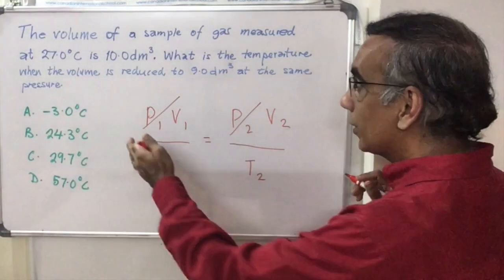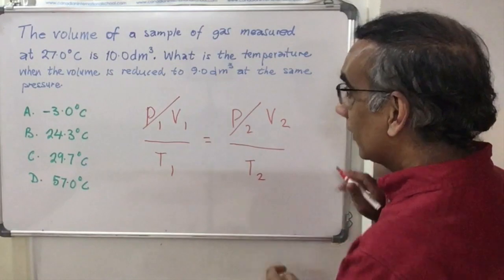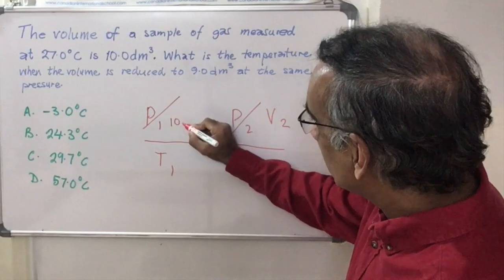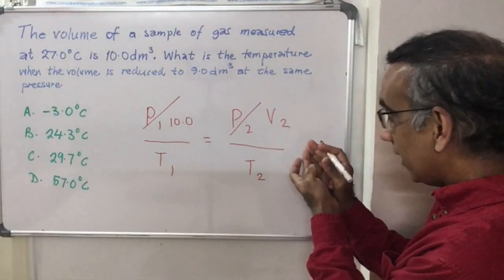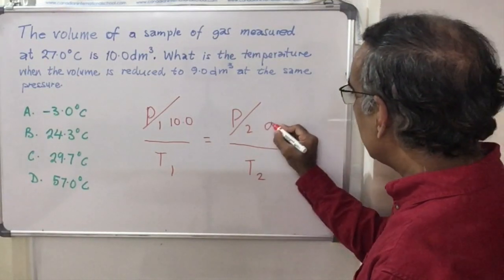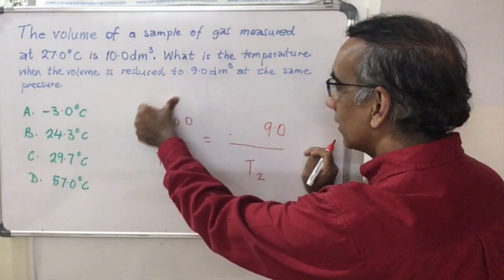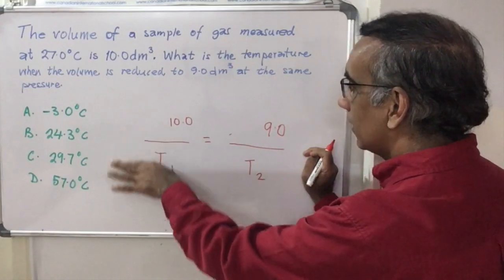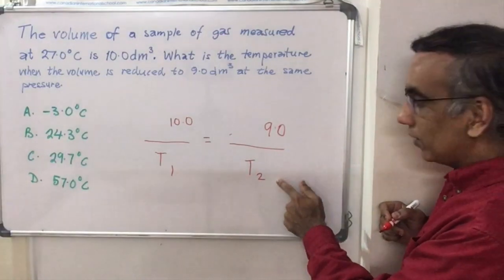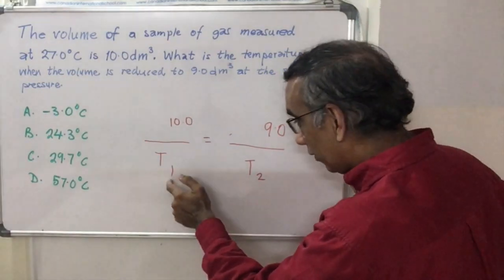Then the temperature on one side is 27 degrees Celsius and the volume on that side is 10.0 dm cube. Then on the other side the volume becomes 9.0 dm cube. We can remove the pressure from this here. So then on this side we have T1 and on this side we have T2. So it's just a matter of plugging in 27 degrees Celsius over here and solving.